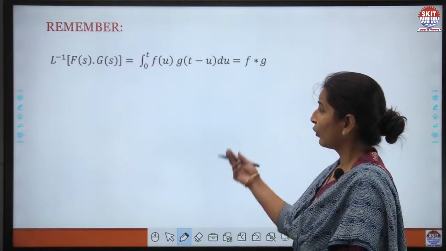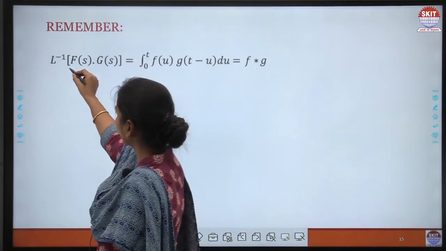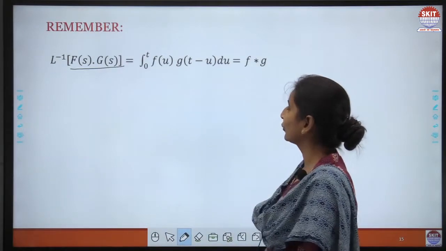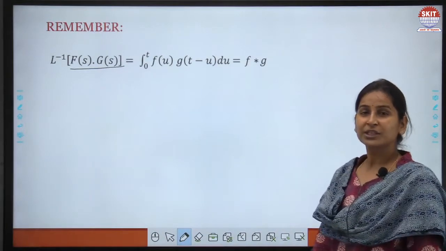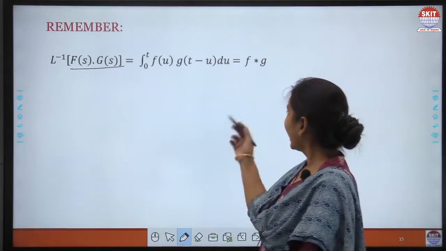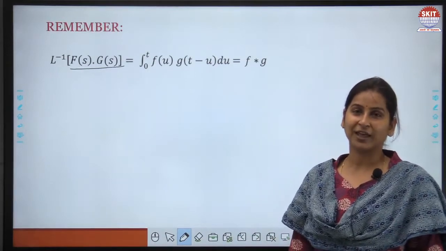So again, what you have to remember after this lecture is that the inverse of the product of F(s) and G(s) can be calculated by the integral from 0 to t of f(u) g(t minus u) du, and this is again denoted as f star g, or convolution of f and g.